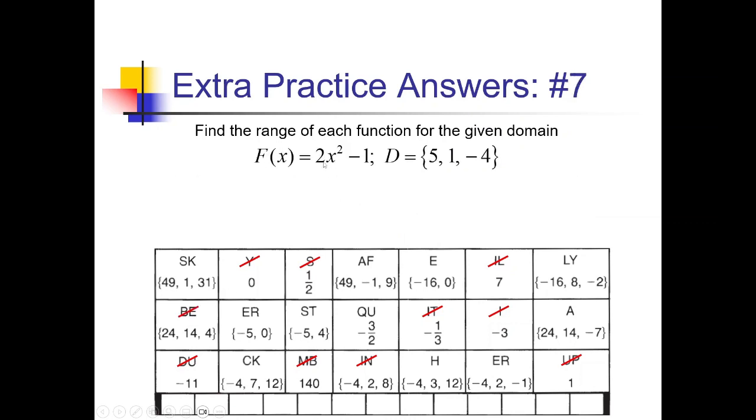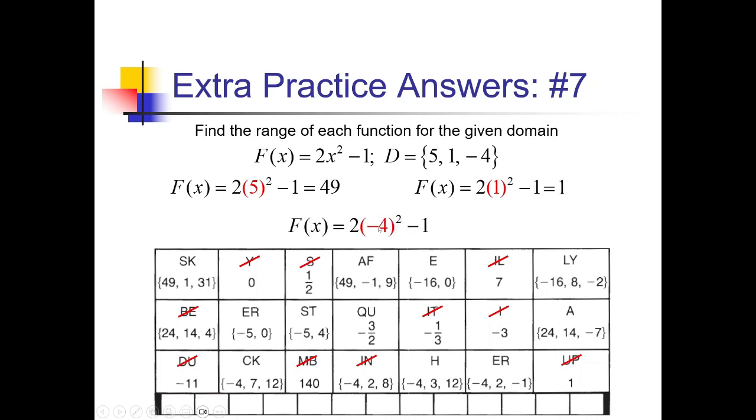For 7, we've got a little bit more going on with this function, some quadratic fun there. So let's plug in 5 to start with. We have 2 times 5 squared minus 1. Now using PEMDAS, we have to do the exponent first. So that's going to be 25 times 2 is 50. 50 minus 1 is 49. Next up, let's plug 1 into all that. So 1 squared is 1 times 2 is 2. Minus 1 is 1.